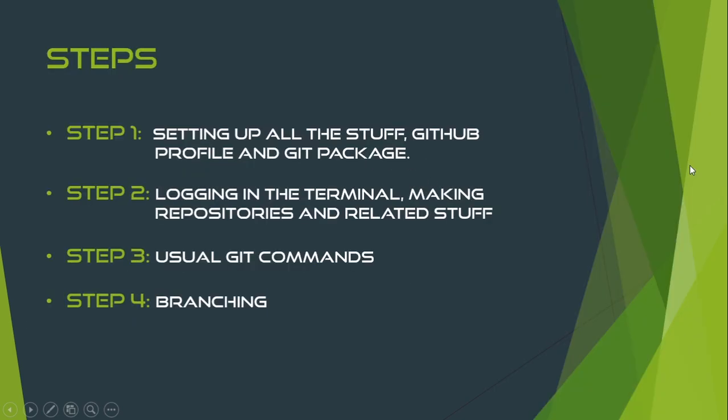Now, this video will be divided into 4 steps. The first step will be setting up all the stuff like your GitHub profile, the Git package, and all that. Now, the second step is logging in through your terminal, like setting up your profile, so your terminal will be ready to run commands and interact with the GitHub server. And the third step, the usual Git commands, like we'll do commit, push and pull. And in the last step, we'll do the branching.